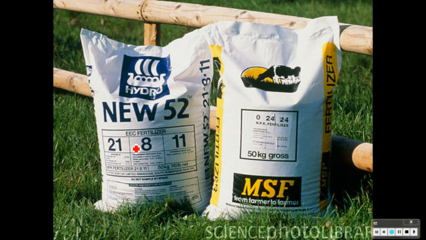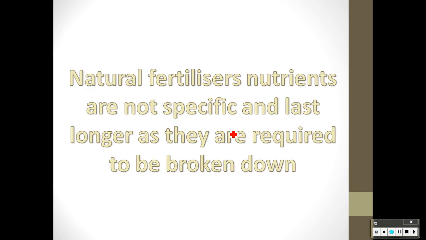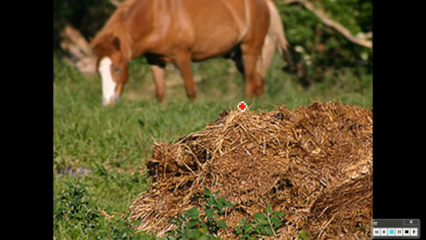So you have 3 letters, N, P, and K. So they tell you your nitrogen, your phosphorus, and your potassium in each bag. Natural fertilizers like cow poop, they're not specific. They last a little longer because it has to break down first, and it breaks down kind of slowly. Very long term. Throw it on the plants, leave it there for a couple of months. It'll feed them over time.